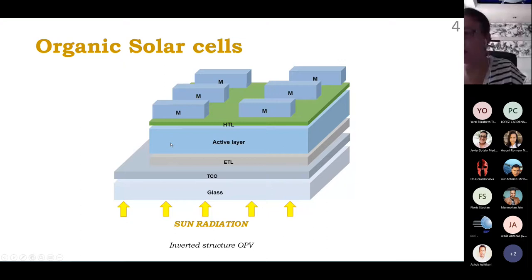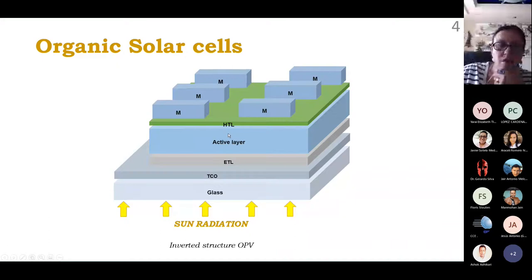In this layer, the photoconductive effect takes place. In this case, we change the sun radiation into an electrical potential that we can use. And next is the hole transport layer. The hole transport layer is a P material, a P semiconductor material. And last, we have the metal as a contact, usually gold, silver, or aluminum.